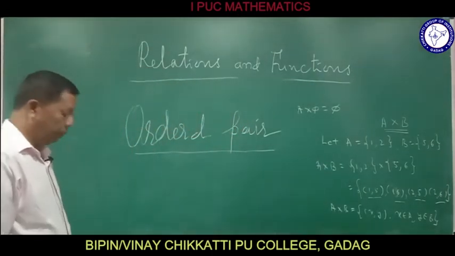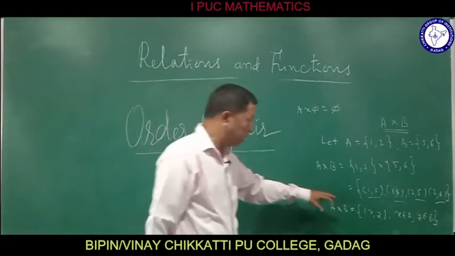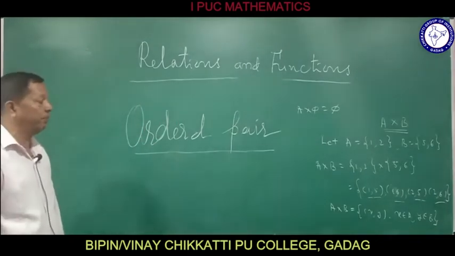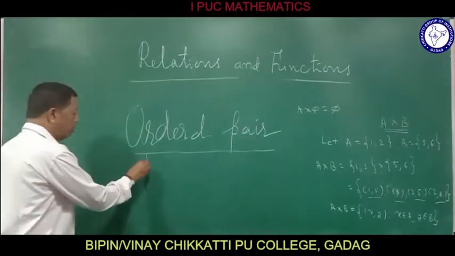When you see the Cartesian product in terms of ordered pairs, the question arises: what is an ordered pair? So here I want to define what an ordered pair is.